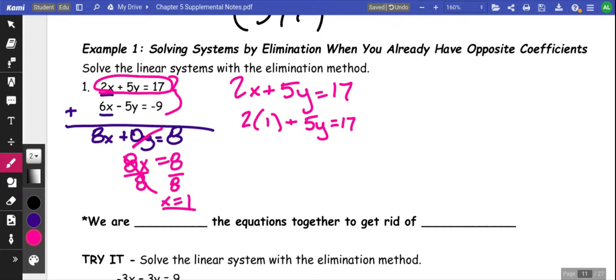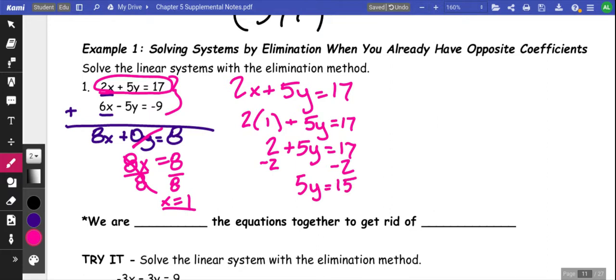Okay, plus 5y. So 2 times 1 is 2, plus 5y equals 17. Now I just have a two-step equation. I want to get rid of my 2 first, so I'm going to subtract it from both sides. So I get 5y is equal to 15.